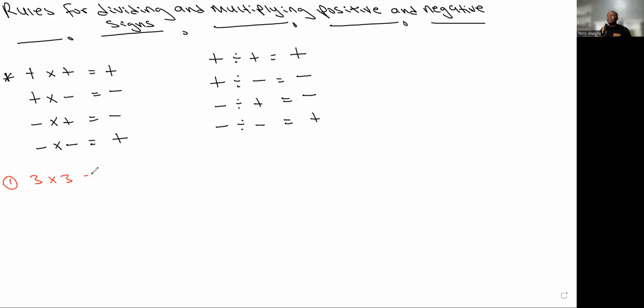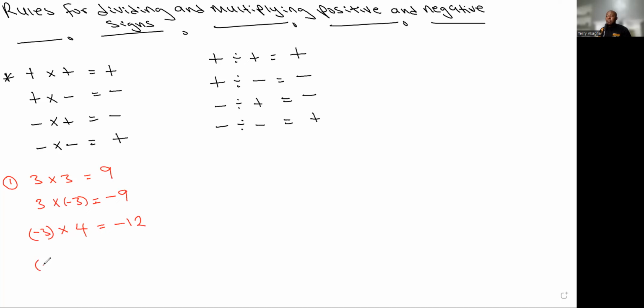3 times 3. So can you see this is plus 3 multiplied by plus 3, and that will give you plus 9, all right? Now, but when it's now 3 times minus 3, now this is plus 3 times minus 3, so it's a plus times minus, and that will give you minus 9. Is that okay? Now, if it's minus 3 times 4, so minus 3 times 4, so it's a minus times plus, and that will give you what? Minus 12. Is that all right?